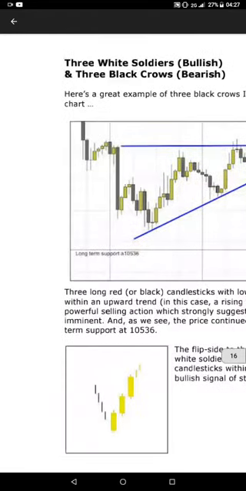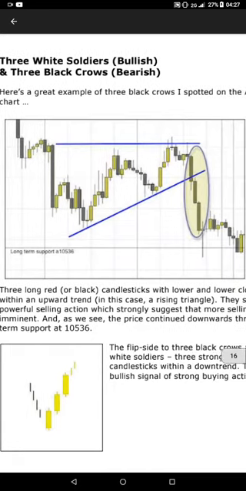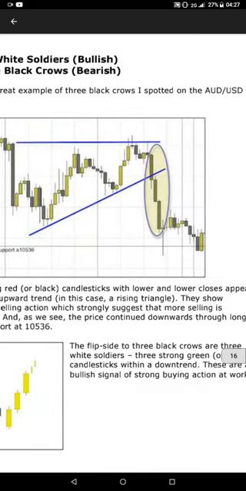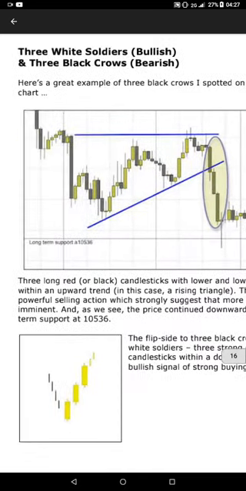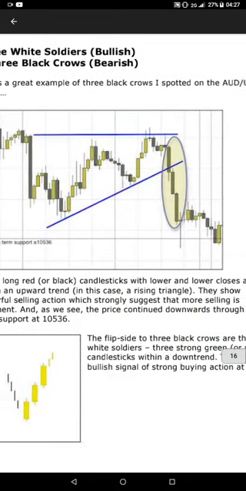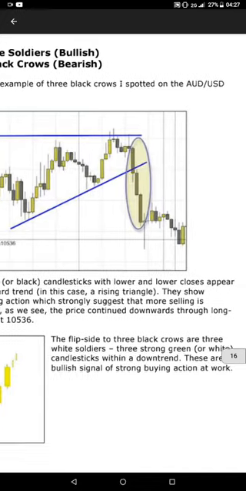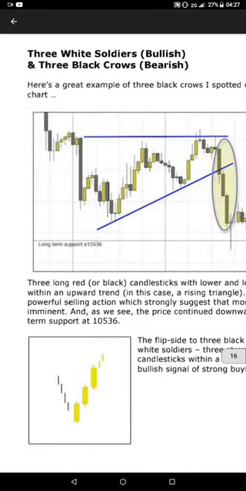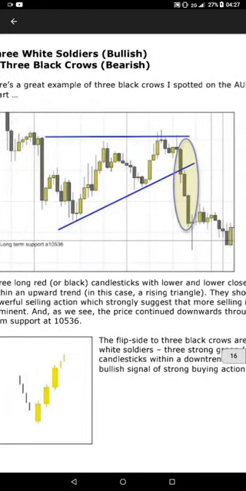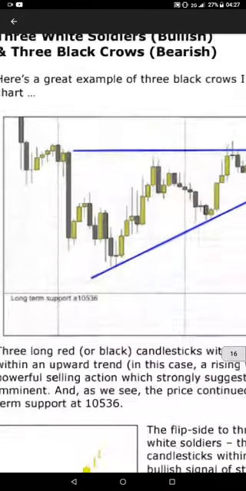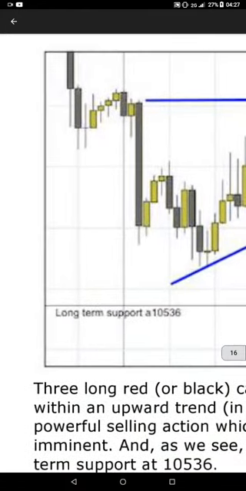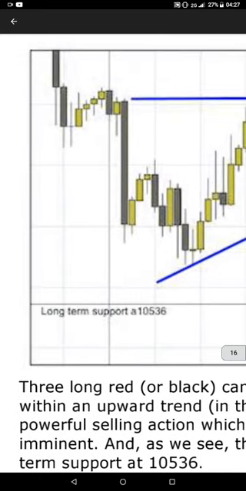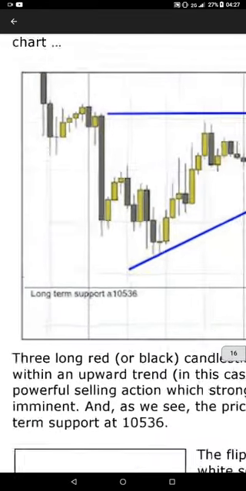They show powerful selling action, which strongly suggests that more selling is imminent. And as we see, the price continued downwards through a long-term support at 10.53.6. Here it is, guys, a long-term support at 10.53.6, guys.